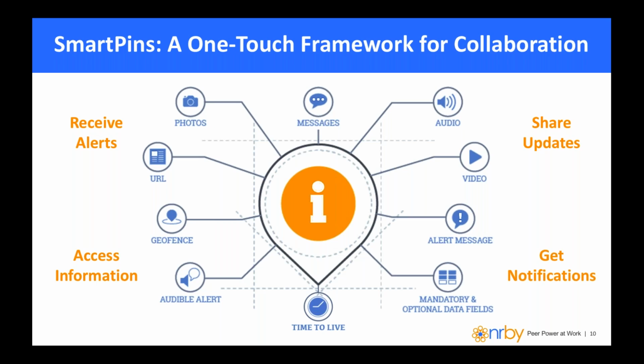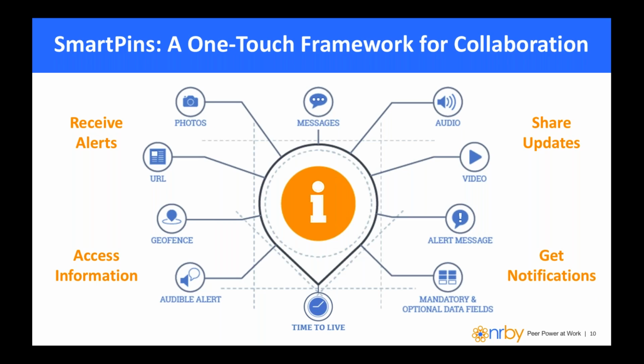And so here's a schematic of the power of the Smart Pin. It's one touch, and it's a framework for collaboration of any kind between peers to help them help each other stay safe, and to help them inform the central response team about the nature of the threat they've observed, and to receive information back from the central response team about what they should do in the case of any sort of an emergency or threat to their safety.